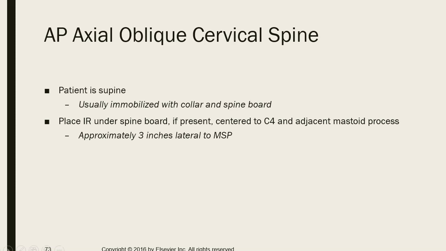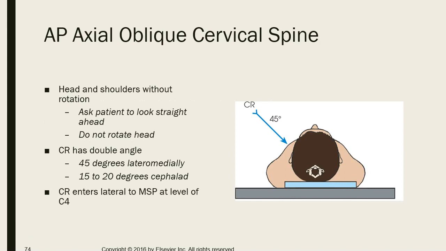Now for our axial oblique cervical spines, we don't always do these in a trauma situation, but you may, depending upon where you're at and if a patient has an injury that maybe they aren't able to see on the lateral and the APs. Your patient would still be supine because they're usually immobilized with a collar and a backboard. In this one, you would also place the image receptor under the backboard and center it to C4 and the adjacent mastoid process, approximately 3 inches lateral to the mid-sagittal plane. This is how it would look.